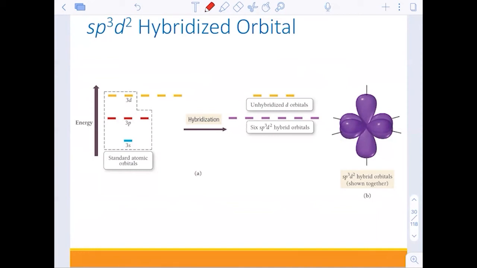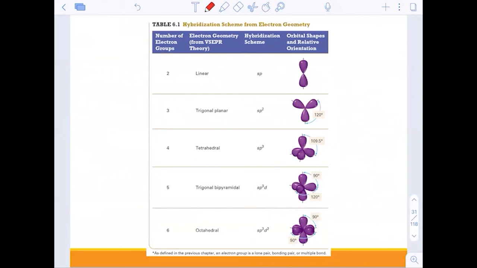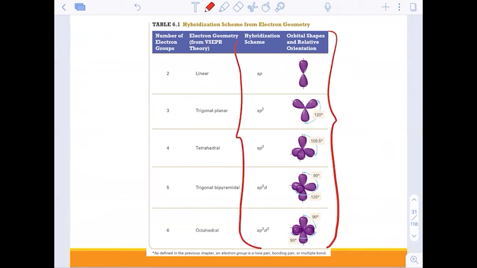So this chart, we should add in these last 2 columns, the hybridization, really to be able to say, if I know the number of electron groups, yes, I can take the VSEPR theory electron geometry. Now I know the hybridization and I know the orbital shapes. So we're really adding to our previous chart there in chapter 5.